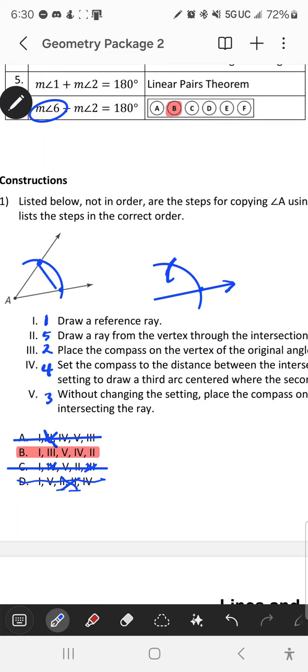Now we have step 5, which says we're going to draw a ray from the vertex of the reference angle to the middle point of that intersection. Imagine that's the middle point of that intersection. And yeah, that's the angle.